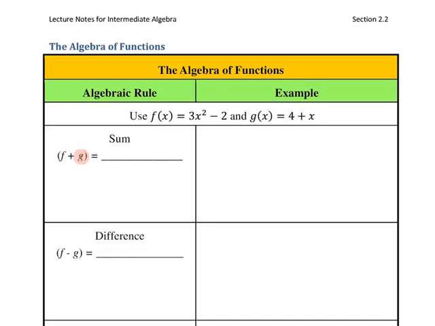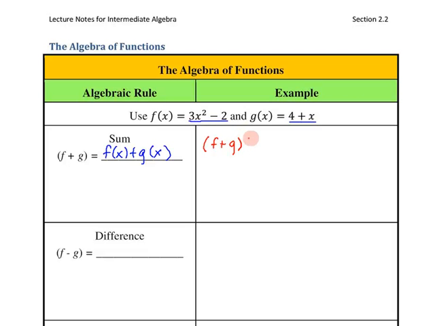What is the sum of two functions? That means to take f of x plus g of x. That means take the formula for f and add it to the formula for g, and that's what we get. So the new function, which I will call f plus g, the result or the answer to the sum of two functions is a new function. Add a function to a function, you get a function.